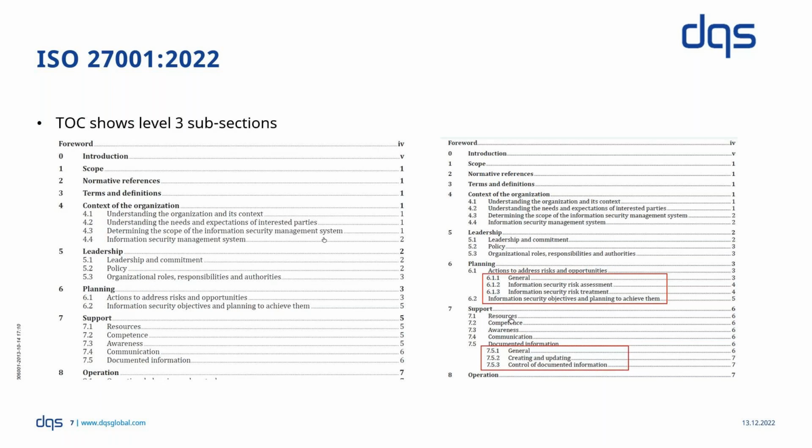Opening the standard, you will notice a change in the table of content levels. The number of levels shown in the table of contents have changed from 2 to 3. This aligns better with other ISO standards such as 9001. So if you have integrated implementation of QMS and ISMS, this makes it a tad bit easier.